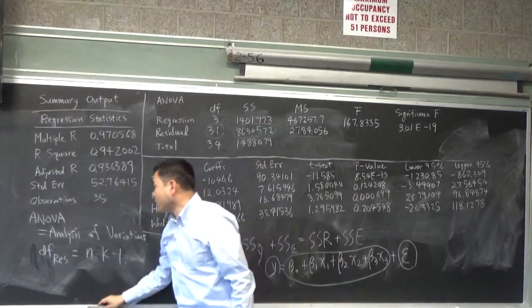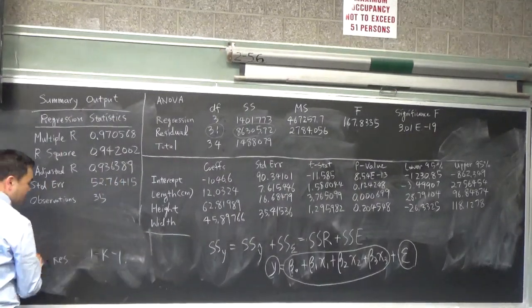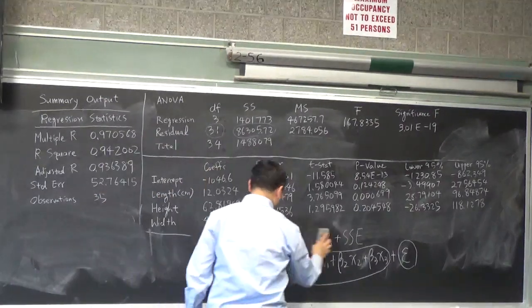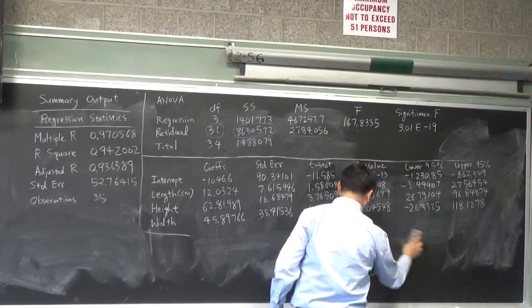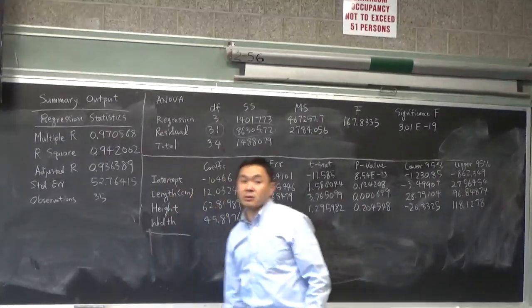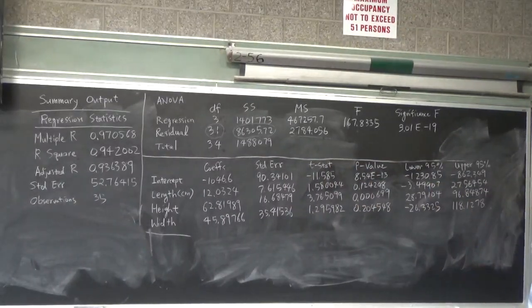Now, why is it called F? I think people called it F in honor of the famous statistician named Fisher. He did a lot of analysis of variance.